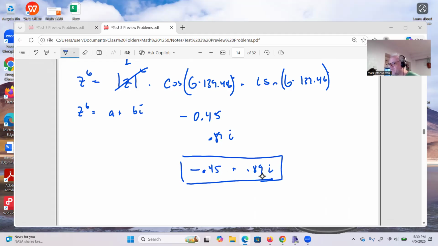The cosine and sine have already taken into account all of this. I just like to make sure that I put it in the proper form so that we get the right answer. So we ended up with negative 0.45, and we're still going to be over here somewhere. That's all you have to do with that problem. I'm not going to say you have to put it back into polar form. You don't. I just want it in a plus bi form.